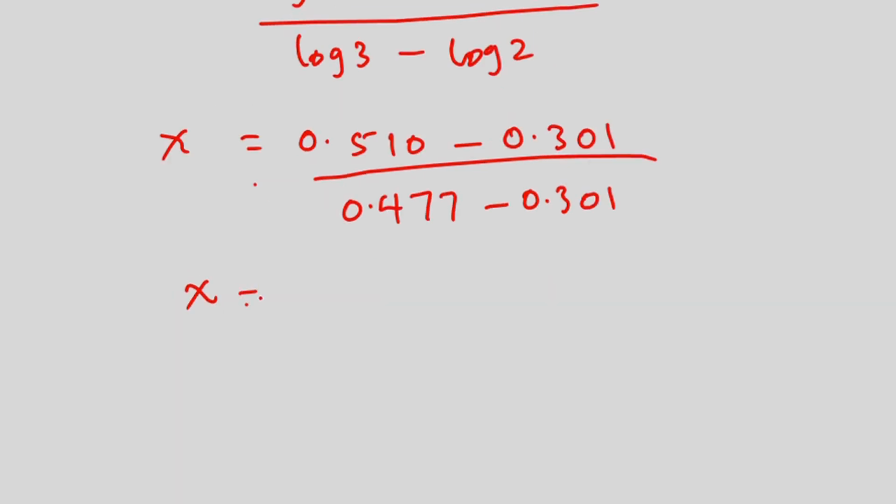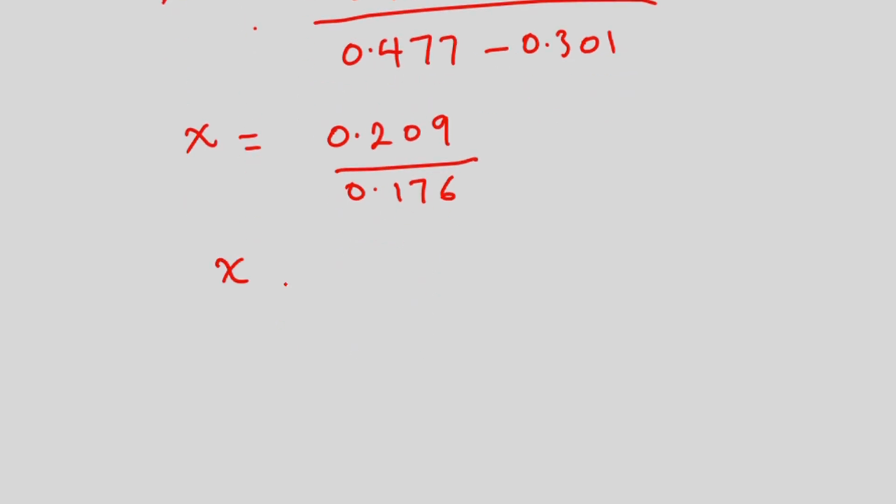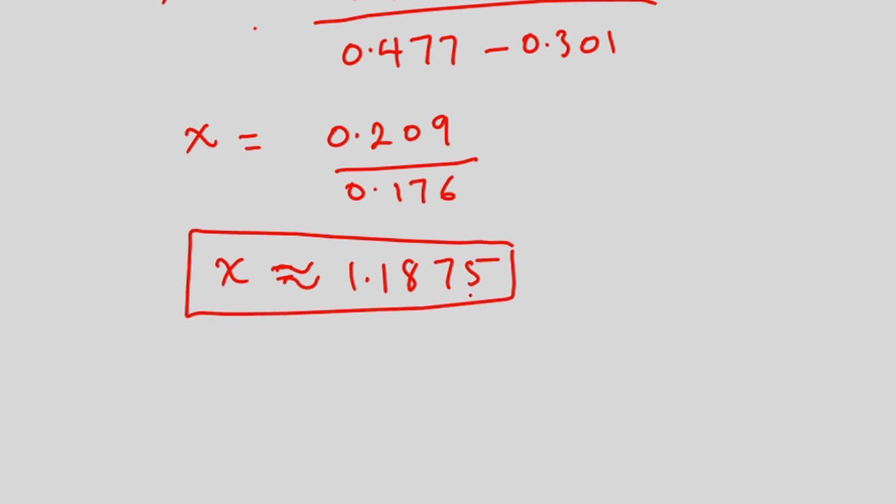Now let's simplify this further. We have x is equal to 0.510 minus 0.301, that is 0.209, divided by 0.477 minus 0.301, that will also be 0.176. Now if you simplify this further, we have x approximately equal to 1.1875. So the approximated value of x is this one. Now let's go ahead and test whether this value of x is correct.